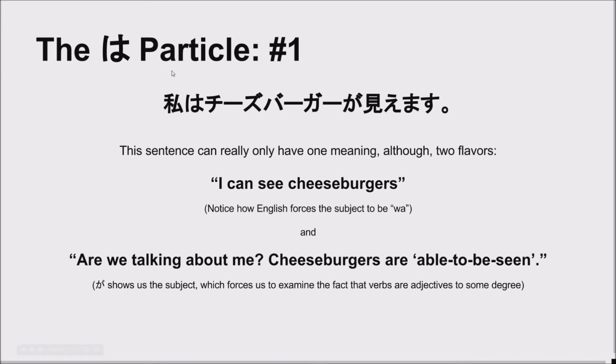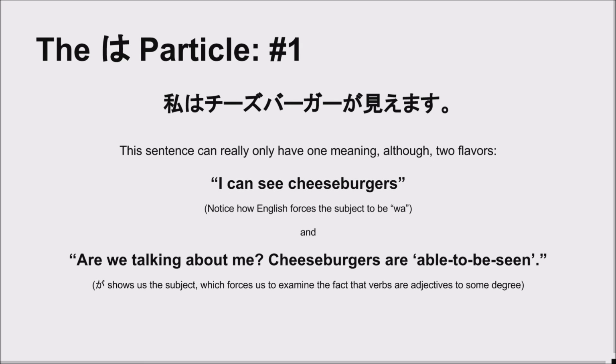It's impossible to communicate. What is this applying to? It's applying to watashi. So basically, we have to translate this as "I can see cheeseburgers." Notice how English forces the subject to be the wa particle. Once again, the wa particle can be the subject when we have one of these compound weird sentences. And that's not because watashi is the subject. It's not the subject. Cheeseburger is the subject. English forces us to make watashi the subject.